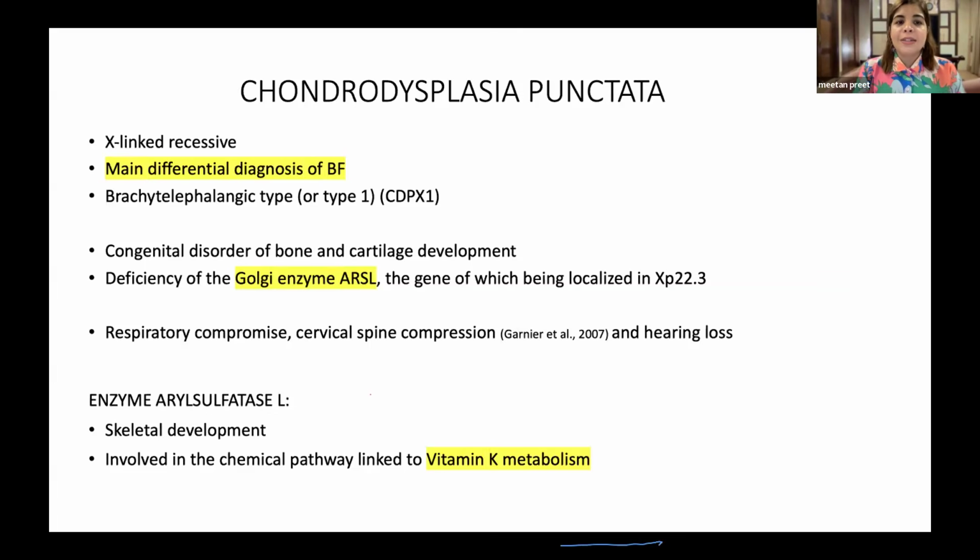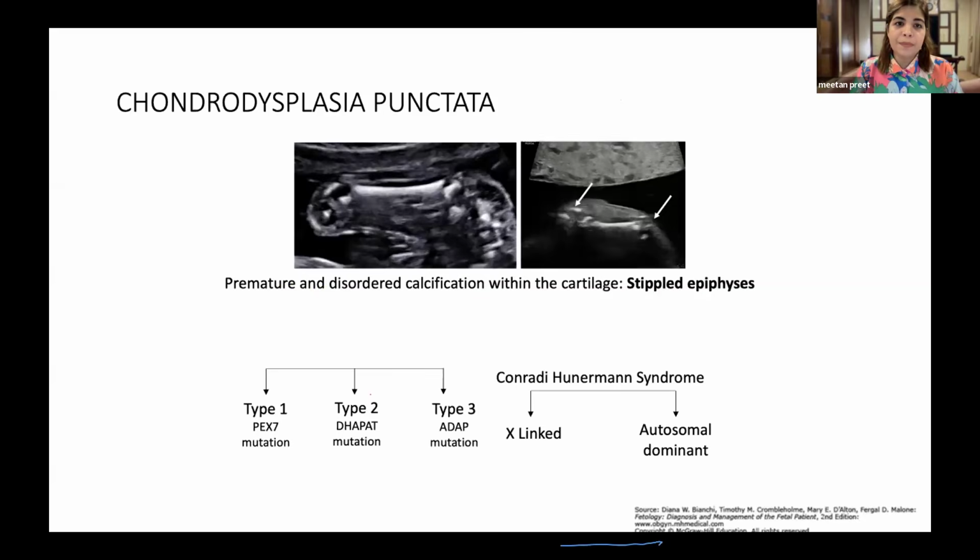What happens here is there is a deficiency of an enzyme called ARSL. This enzyme, ARSL, is very, very important for skeletal development. And this is again linked to vitamin K metabolism. In chondrodysplasia punctata, as the name suggests, you get premature and disordered calcification within the cartilage where it should not be seen, and this is known as stippled epiphyses.